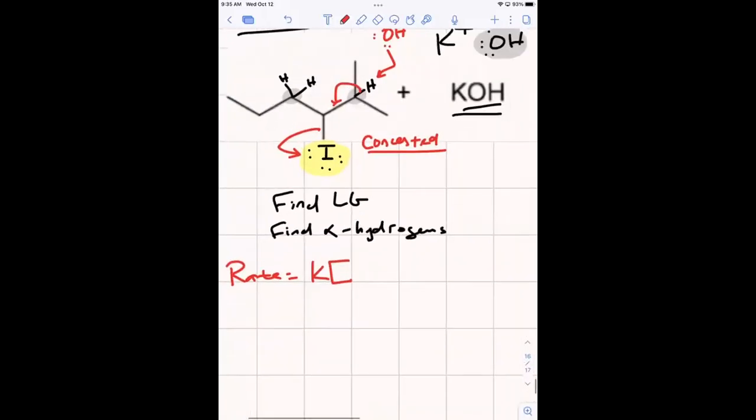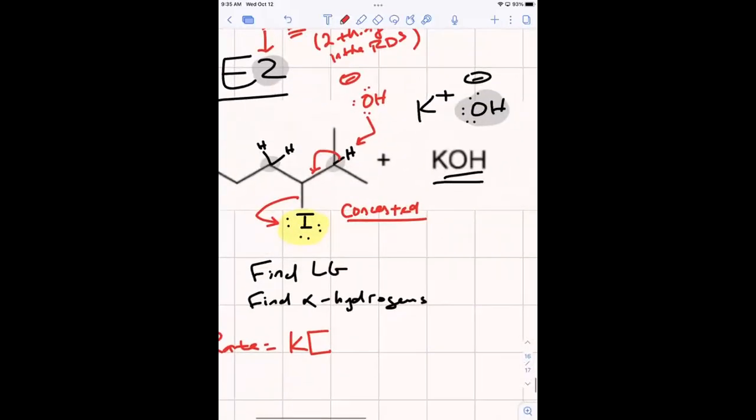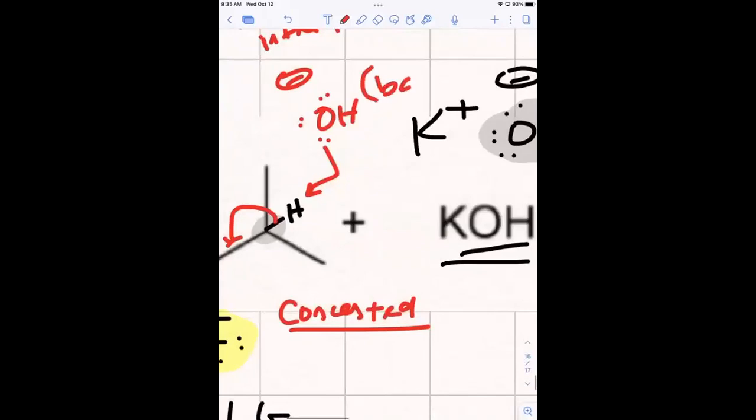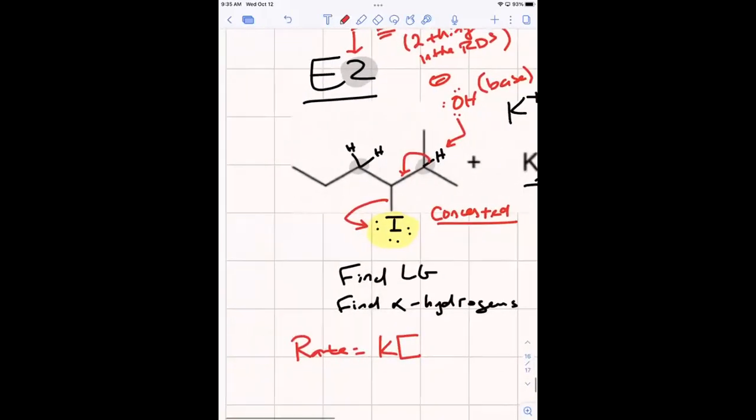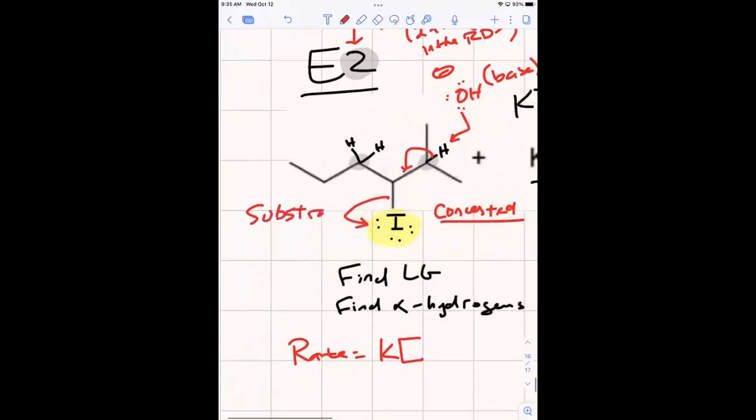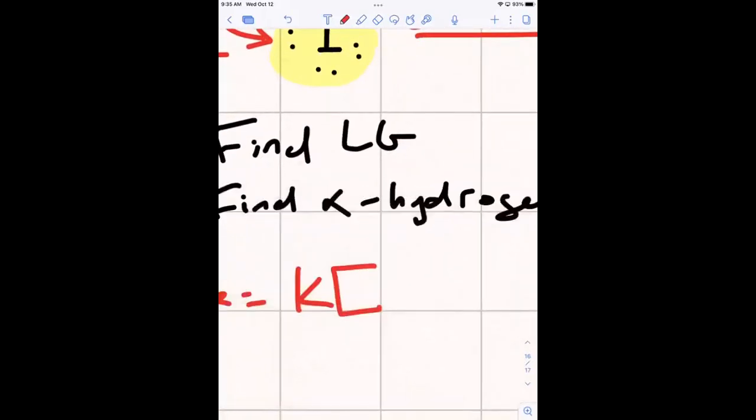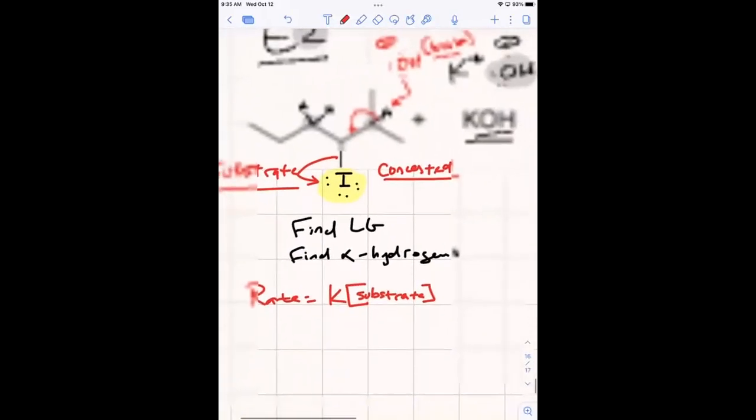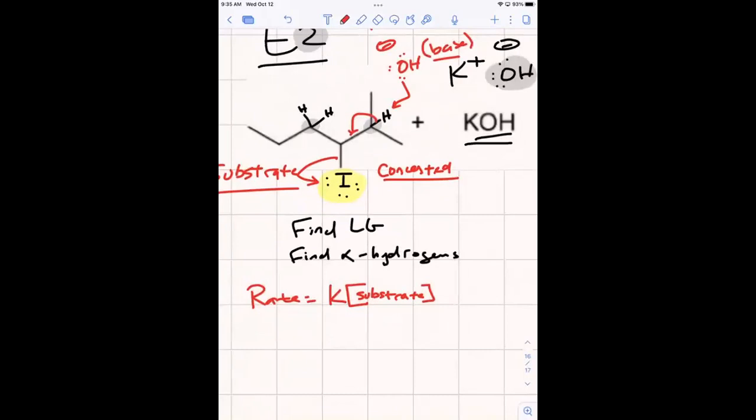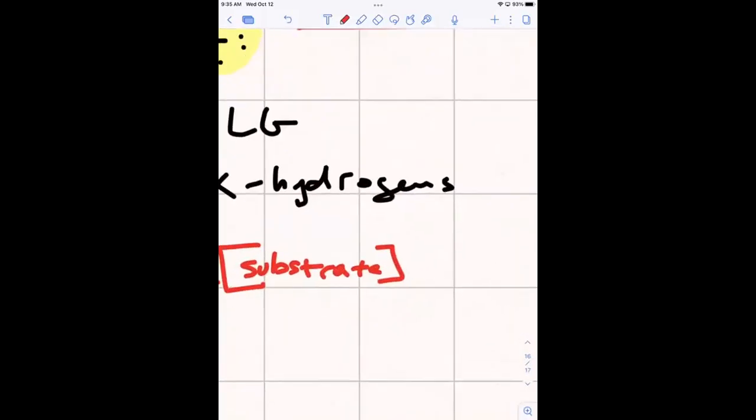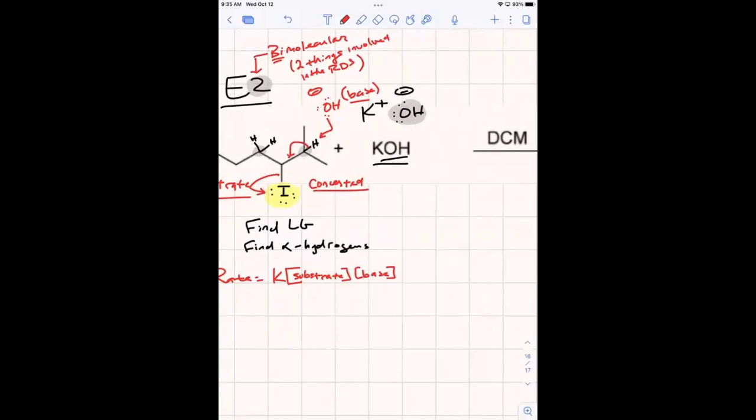So what two things do we have coming together here or reacting here? We have the base, is that right? And then we have the substrate. If both of those things are involved in determining the rate, what's the rate law? Somebody already said the concentration of the substrate matters. What about the base? Would it be times the base? Yes, because it's bimolecular.